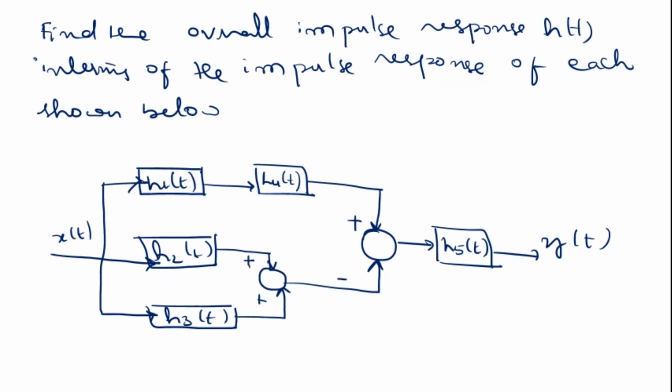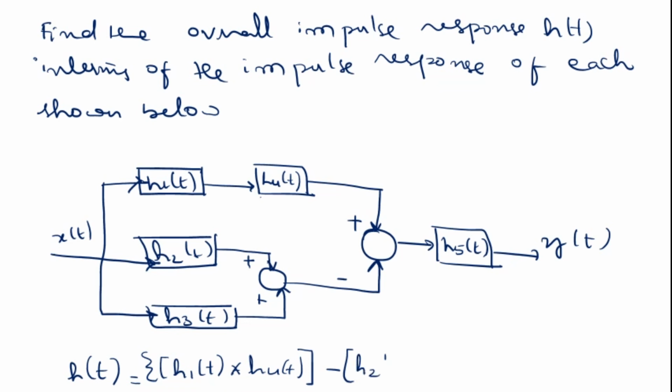Then we have to find out what is h of t. h of t is equal to h1 of t multiplied with h4 of t, hence it is h1 of t star h4 of t, and here we have a negative sign, minus. These two are added, h2 of t plus h3 of t, and that should be multiplied with h5 of t.